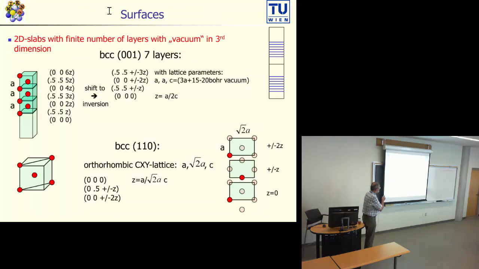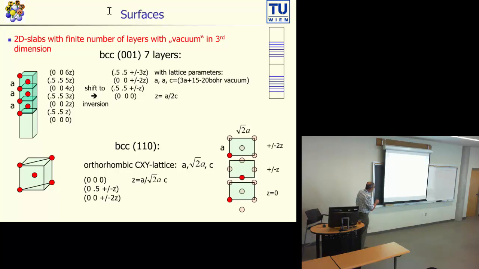Good. Surfaces. Surfaces are created with two-dimensional slabs with a finite number of layers and a vacuum in the third direction. So a typical unit cell would look like this, which is repeated periodically in all three directions, so in Z direction. And here you see the vacuum in between.